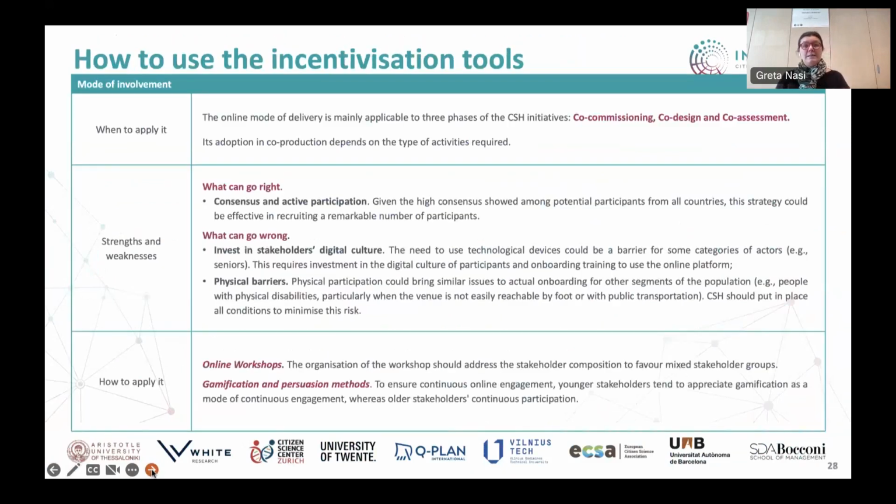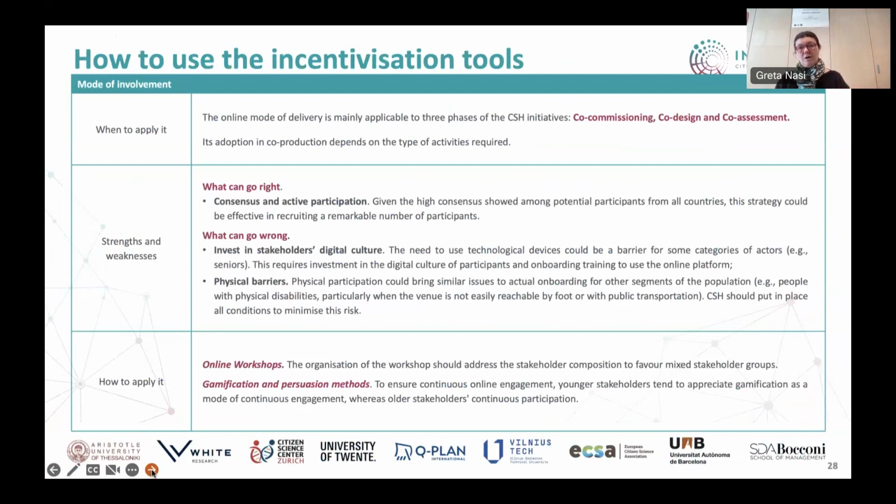activities. And the final part of this presentation is about a set of guides about tools to use, when to use them, how to use them, and strengths and weaknesses. So modes of involvement, we said that from the empirical analysis, it shows that the preferred mode of involvement is online. This can mainly be done for commissioning, design, and assessment, whereas the co-production would probably require them to be all at the labs and take part actively with the activities.